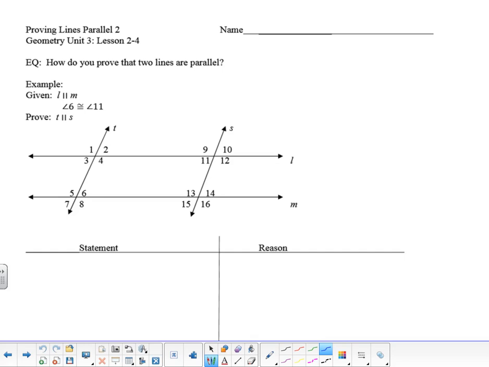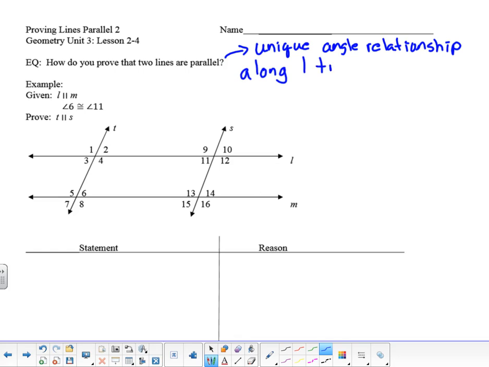We are in Unit 3, Lesson 2-4. This is going to be our final lesson on how we prove that lines are parallel. Just to answer this question in a general sense, what we need to prove that lines are parallel is a unique angle relationship along one transversal that cuts through both lines.